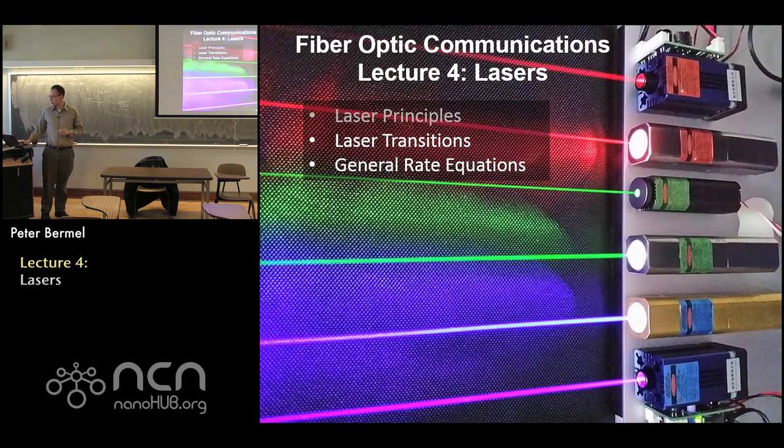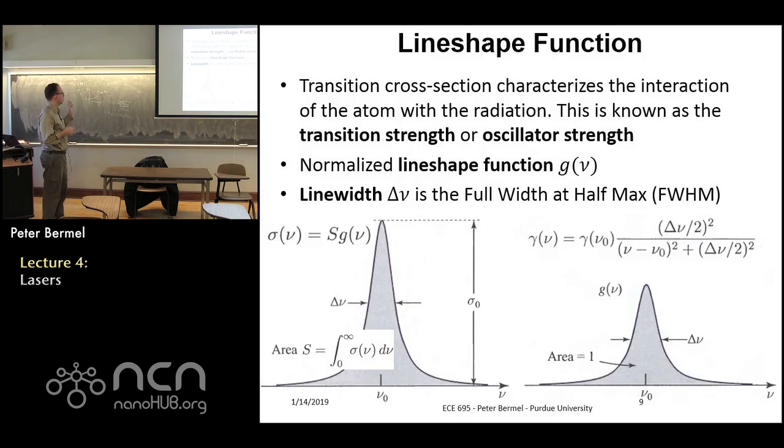Okay, well, thank you. So then the next part, I'll talk about the transitions that can happen in a laser. This relates back to this lowercase g of nu, which is called the lineshape function. When I wrote down this g of nu, I didn't really go through it in detail, but the definition of g of nu is the following.